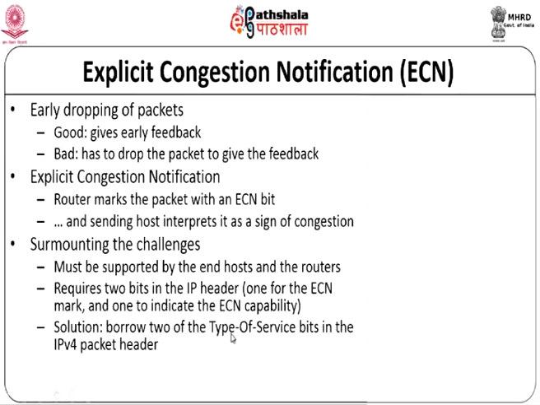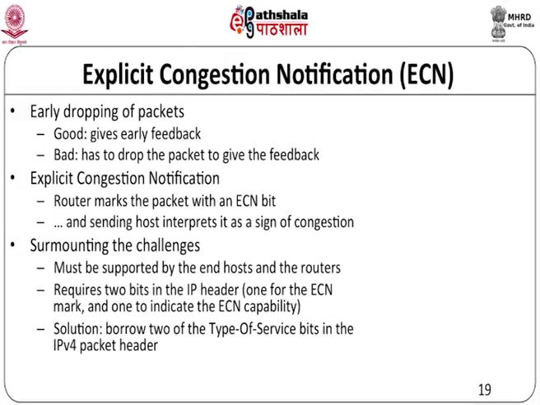Remember that in the IP header we have these type of service bits in IP version 4 which are really not fully used. So we take 2 bits out of that and use one to indicate the ECN mark and 1 bit to indicate that the host systems are capable of supporting ECN. So using these 2 bits, an explicit congestion notification can be given by the router to the end host, and using this, congestion control can be done in a better manner. In fact, congestion avoidance can be done in a better manner. So that's about the congestion avoidance support for TCP.